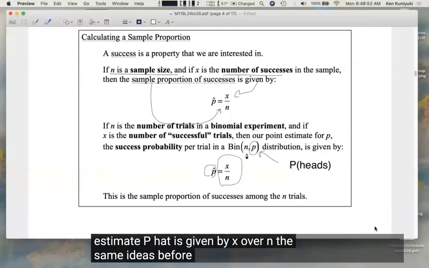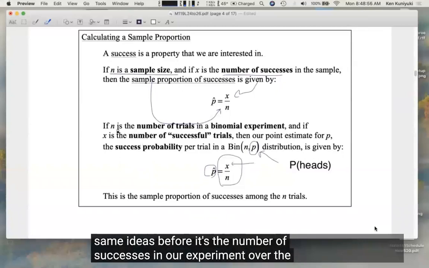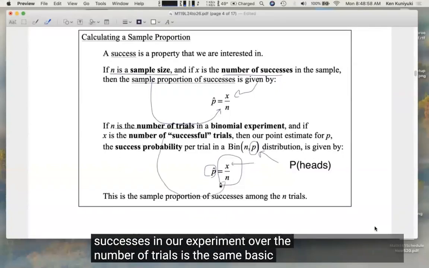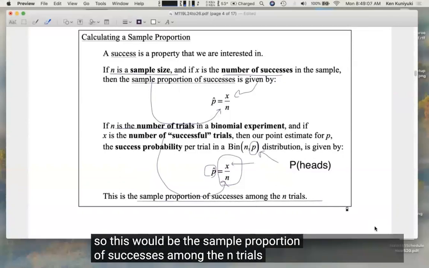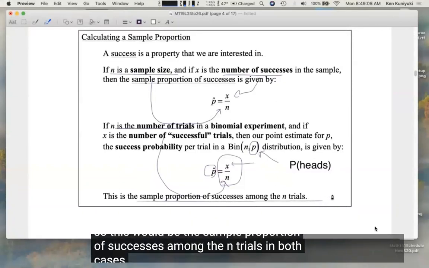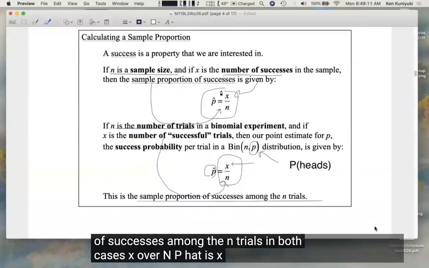The same idea as before. It's the number of successes in our experiment over the number of trials. It's the same basic idea. So this would be the sample proportion of successes among the n trials. In both cases, p hat is x over n.